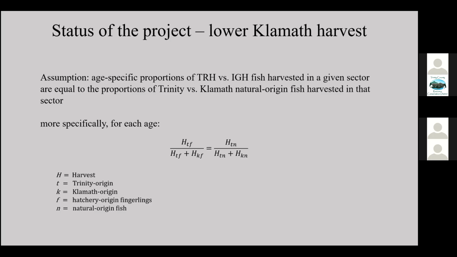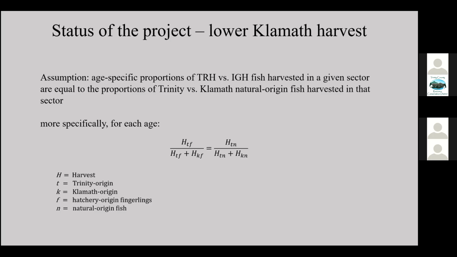So you can see the central assumption of the method right there on your screen, and I'll read it. Age-specific proportions of Trinity River hatchery versus Iron Gate hatchery fish harvested in a given sector are equal to the proportions of Trinity versus Klamath natural origin fish harvested in that sector. So an important thing to note here is that we have to separately estimate the contribution of Trinity natural origin fish to the total natural origin harvest for each age class in each year and in each harvest sector. And in this case, a harvest sector is either the recreational fishery or the Yurok tribal fishery.